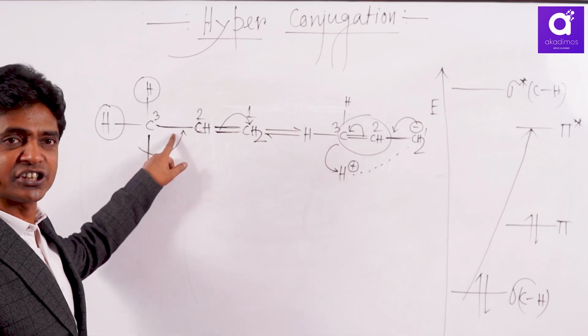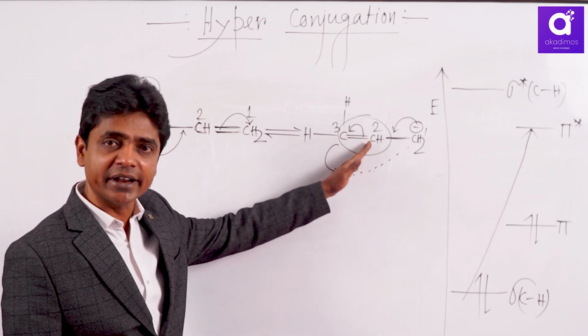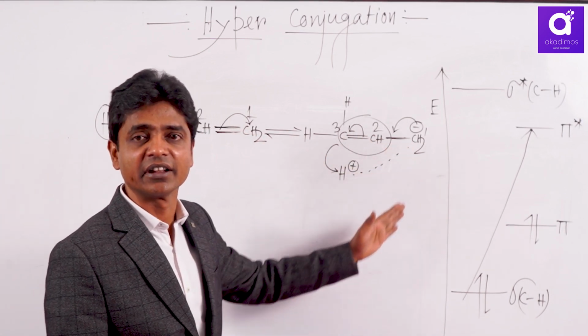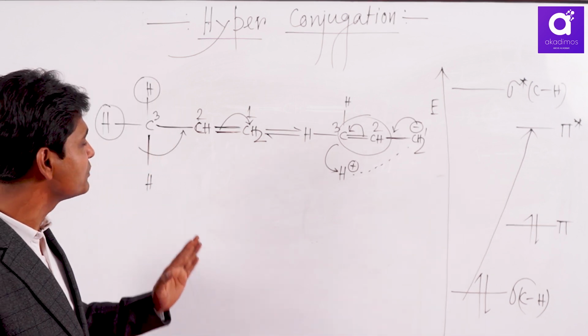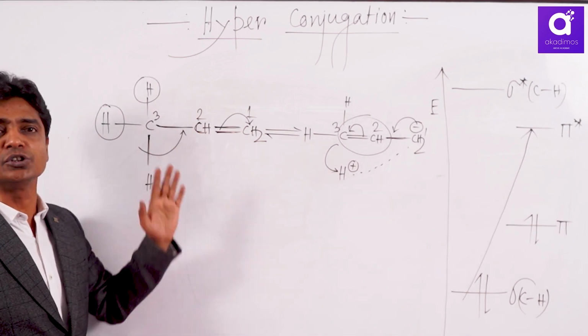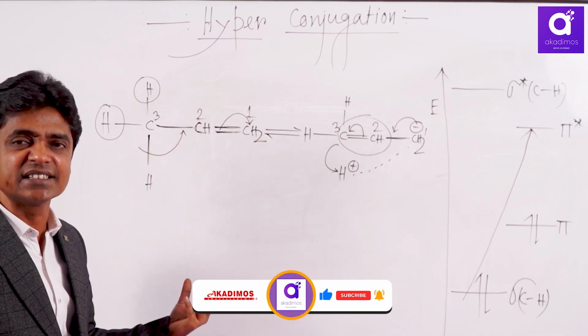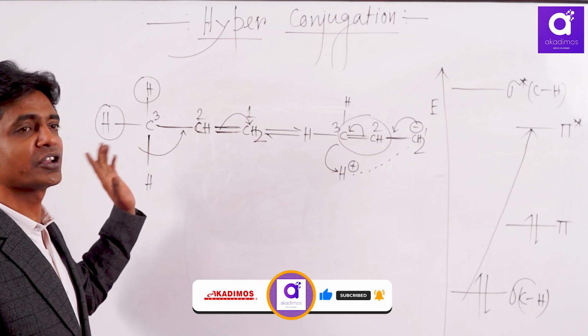This is not perfect sigma, it has little bit multiple character, it is not perfectly double bond, it has little bit single bond character. That's why the experimentally observed bond length between C1, C2 greater than C double bond C and C2, C3 less than C single bond C.